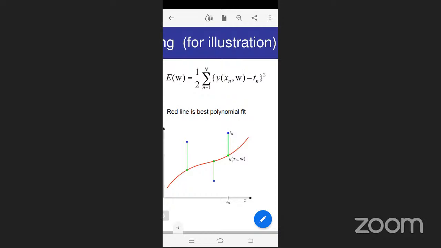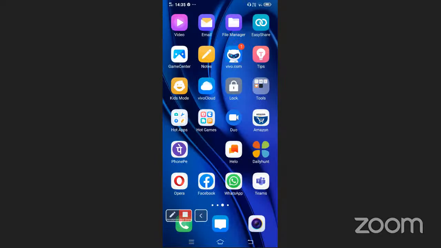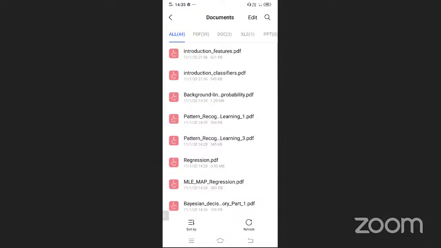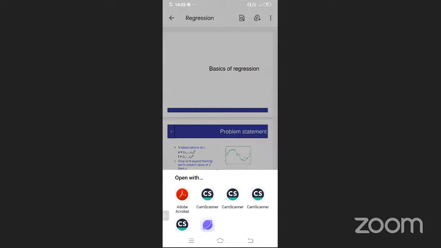You have some line joining the blue point to the red line. Yes or no? Yes, sir. Green line, fine. So what is that? That is nothing but the error, or the deviation of the actual sample, which is the blue point, from the estimated curve, which is in red. Is it clear to everyone? Yes, sir.